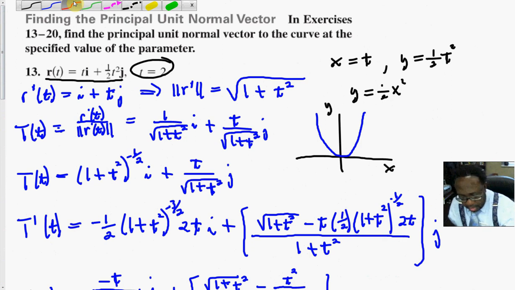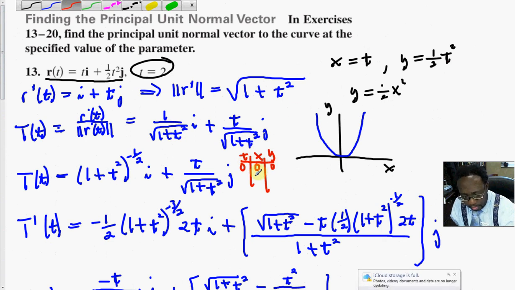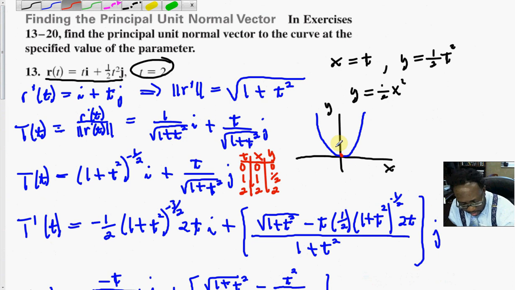If you care to study the direction of this, you'll find that the direction is moving this way. And you take also the value of t. If t is 0, x is 0, and y is 0. If t is equal to 1, then x is equal to 1, and y is equal to 1/2. If t is equal to 2, x is equal to 2, and then y is equal to 4 divided by 2, we get 2. So we're moving in this direction. And then if you evaluate at t equal to 2, that means that x is 2 and y is 2. So we're here.